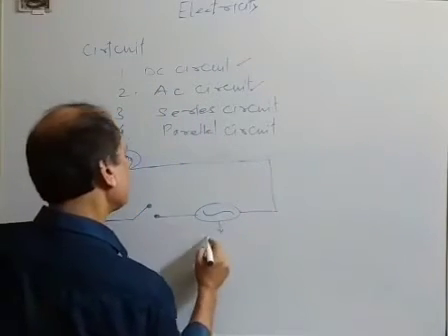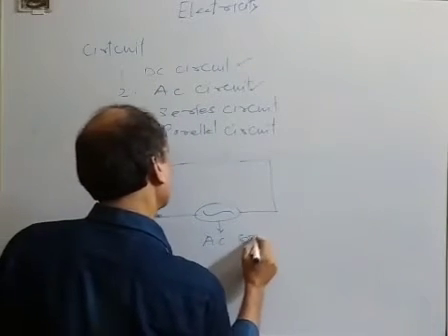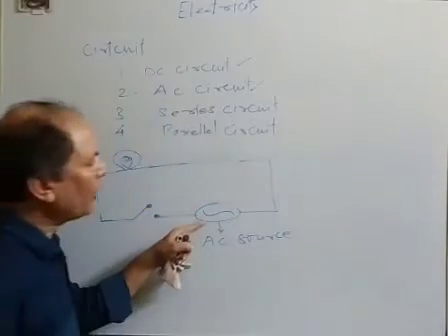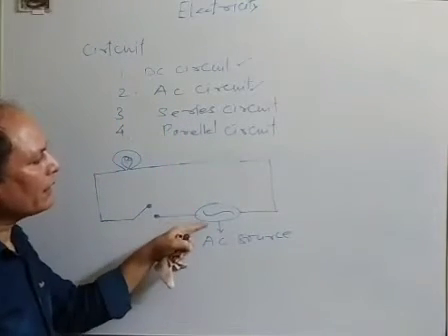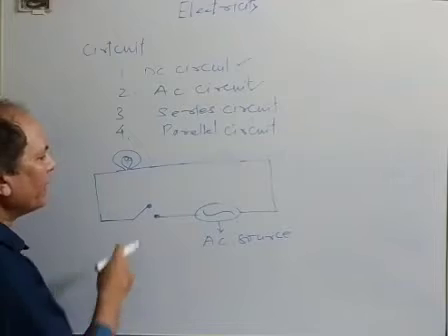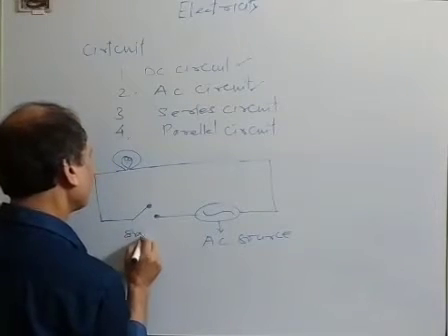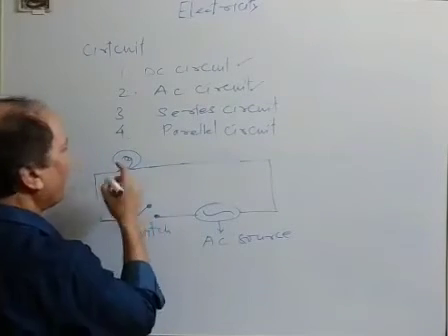That is the AC source. Symbol of AC source. So AC circuit is symbolized by this way. It is your switch and it is bulb.